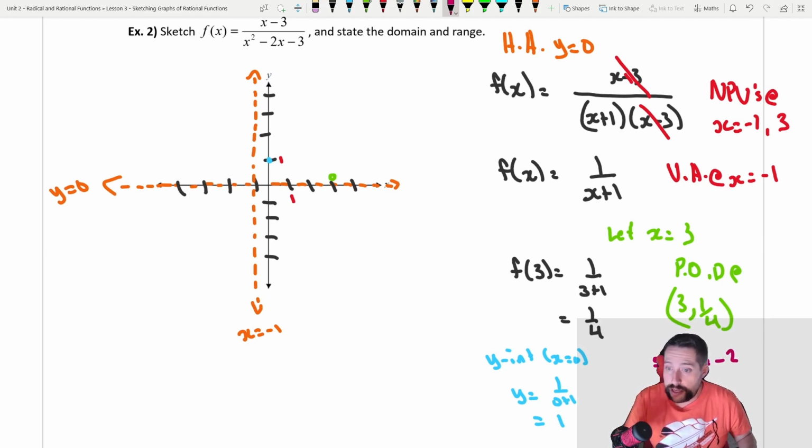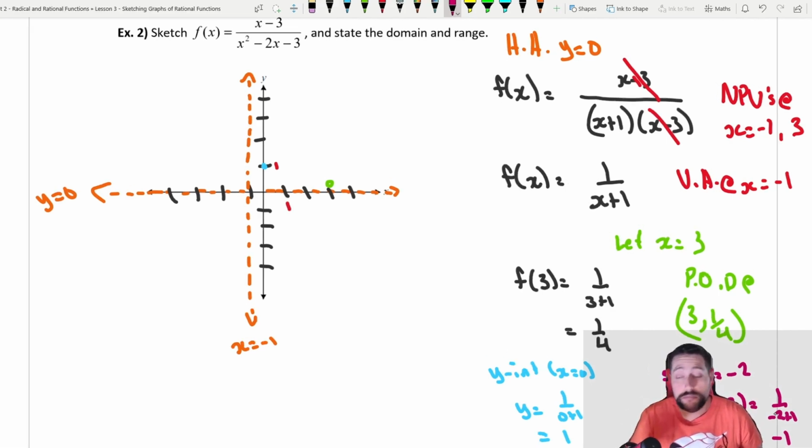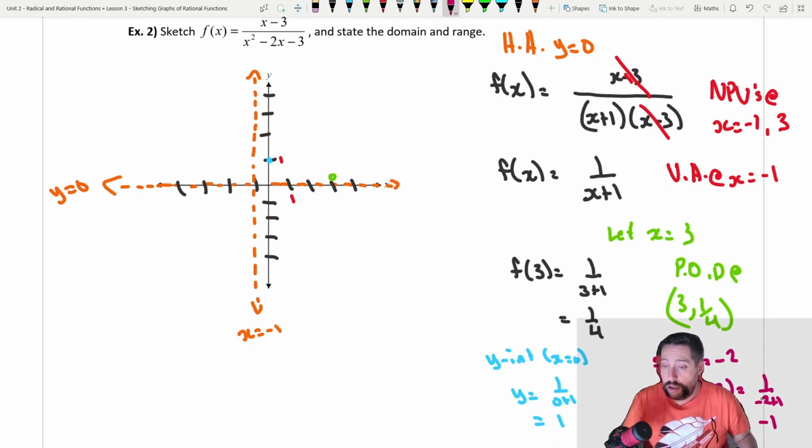Okay, so that means that f of -2 is equal to 1 over -2 plus 1. So it's equal to 1 over -1, right? Because -2 plus 1 is -1. And 1 over -1 is -1. So at x equals -2, it's here. Okay, so we have all the points we need. Now we can go ahead and graph.